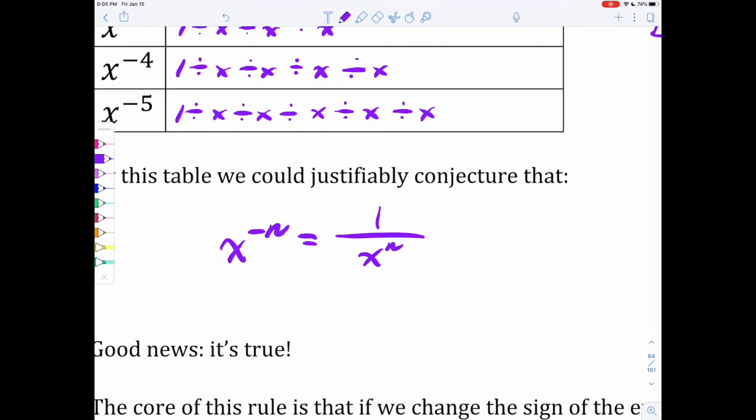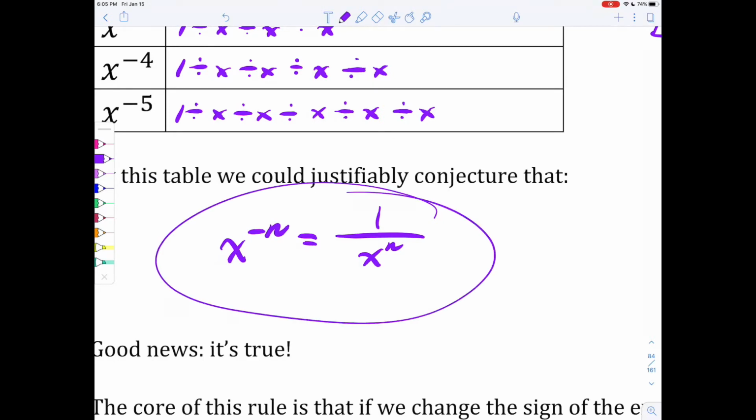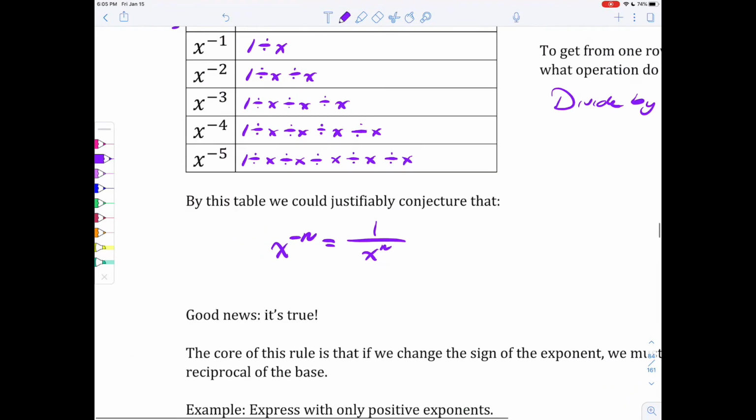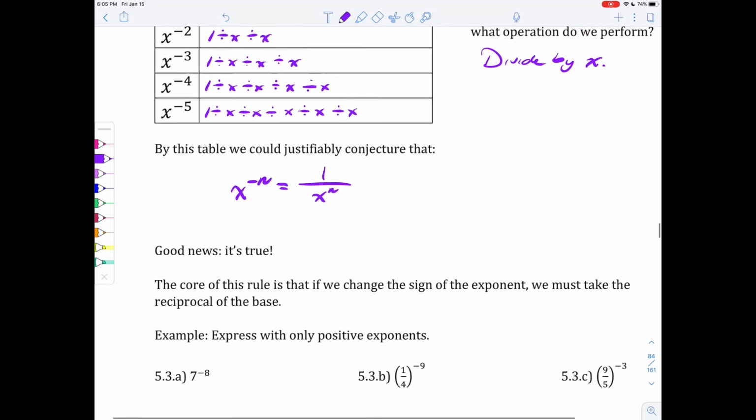So we could justifiably conjecture that this is the case. This is the equivalency between a positive and a negative exponent. And good news, it's true. What? Cool. Good news, it's true.